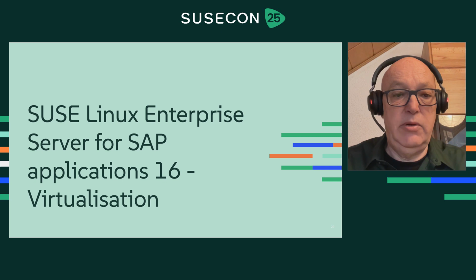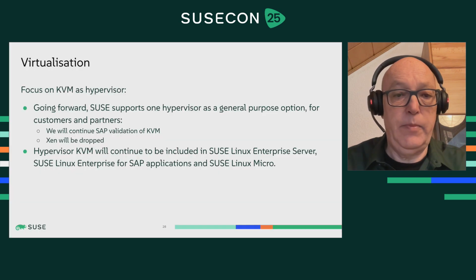Another big topic in our days is virtualization. We will now focus on KVM as a hypervisor. We will continue SAP validations of virtual machines on KVM. The Xen hypervisor will be dropped and not be available anymore. The hypervisor KVM will also be included in the normal SUSE Linux Enterprise Server, in SUSE Linux Enterprise Server for SAP Applications, and of course in SUSE Linux Micro.